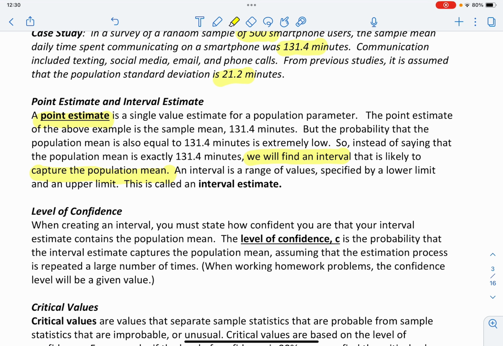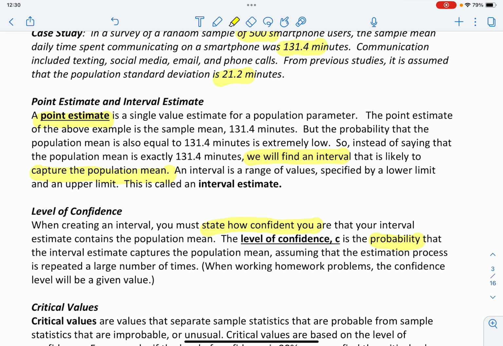We'll need some tools here. So the first one is the level of confidence. So when we're creating an interval, we're going to have to state how confident we are that your interval contains the population mean. Really, it's a probability. It's a probability that you've captured that population mean. So the higher that confidence level, the more likely you've captured the population mean. When working on homework problems, that value will be given.